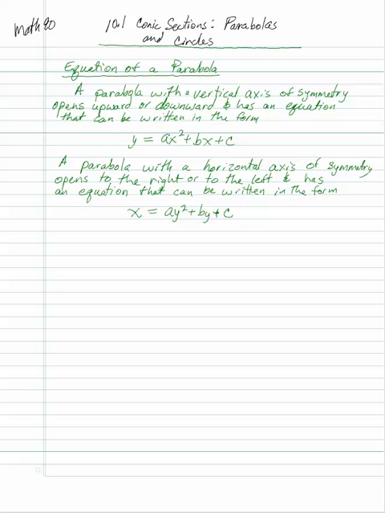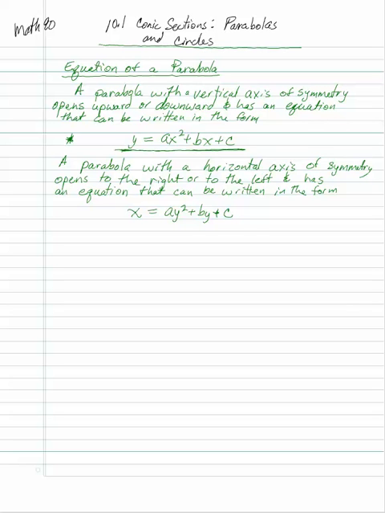So, equation of a parabola. A parabola with a vertical axis of symmetry opens upward or downward and has an equation that can be written in the form y equals ax squared plus bx plus c. This one we already studied before, and we know how to put it in the other form, and we can find the vertex and the shape and all that.